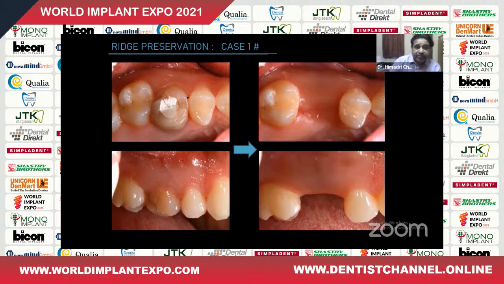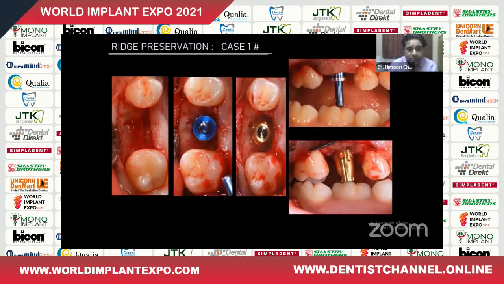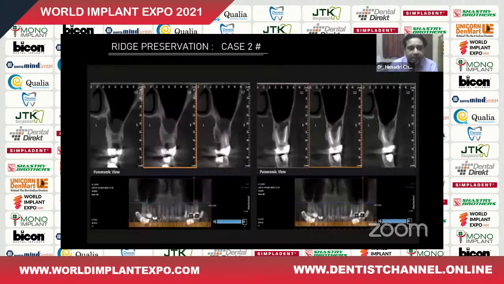So you can see that after extraction, in this molar region, hardly is there any collapse because we have maintained the ridge. This is after 5 months. So now you can place the implant without any hassle. You can see how much ridge is preserved. This is amazing. Okay? So much buccal bone we have. You can see the buccal bone width here is around 2.5 to 3 millimeters, which is great. So we can place the implant in perfect position and get nice results. This is the situation we're talking about.